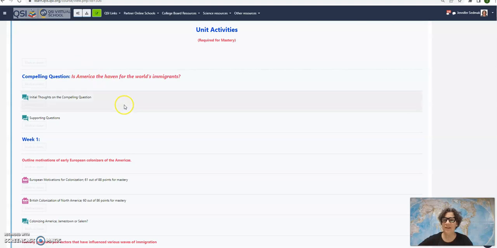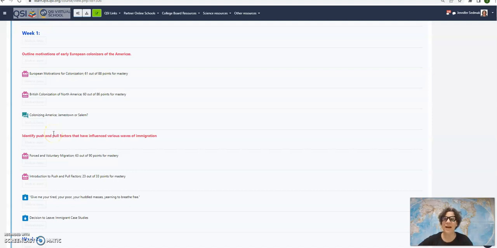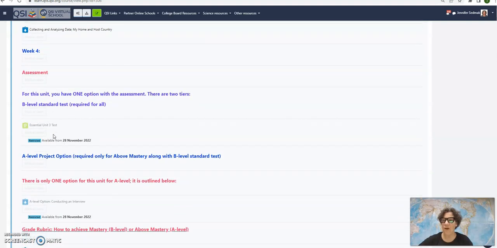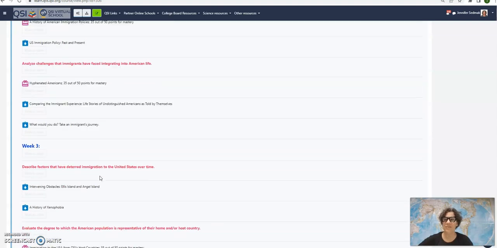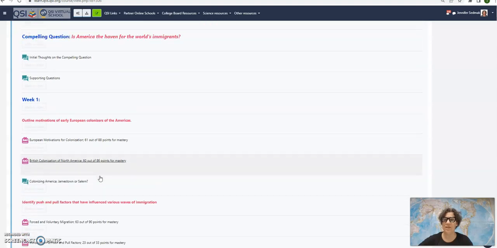So here are the unit activities. Like we start every unit, we have 2 forums that focus on the compelling questions. So you need to go ahead and do this during week 1, and then you can see the week 1 activities. I'll come back to them in a minute. And then here's a bunch of week 2 activities, week 3, and then week 4, like every unit, is set aside for the final test. You have one A-level option for this unit. It is conducting an interview, so you're actually going to get to do history. I will explain more about that as we move later in the unit, but it is definitely something to look forward to and think about as you are moving through these assignments from week to week.